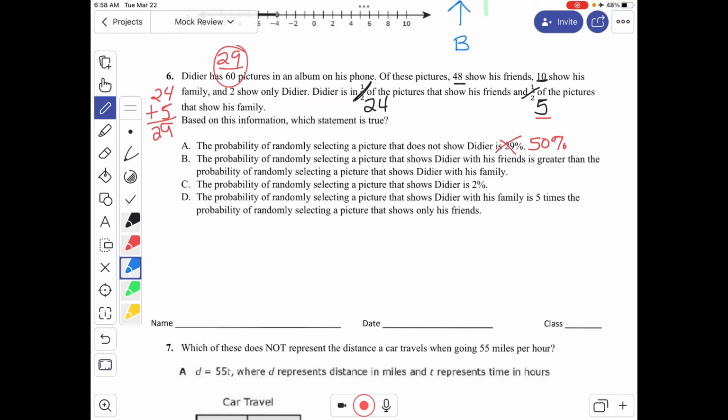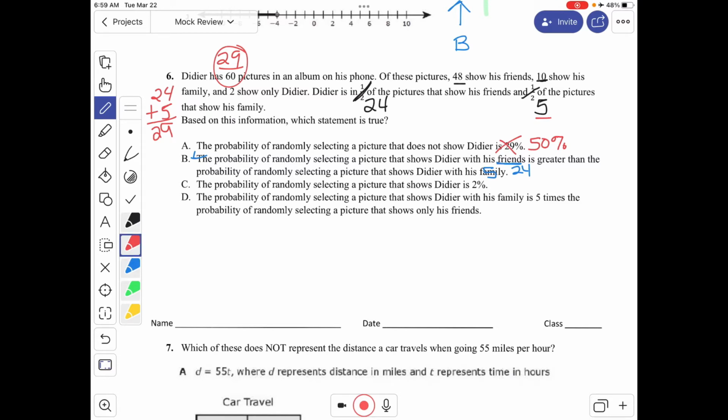The probability of randomly selecting a picture that shows Didier with his friends is greater than the probability of randomly selecting a picture that shows Didier with his family. So are the number of pictures he is with his friends greater than the number of pictures he's with his family? I can safely say that 24 might be bigger than 5. That might be right, but we need to check the rest of them.